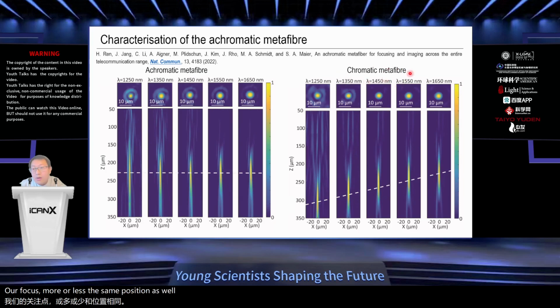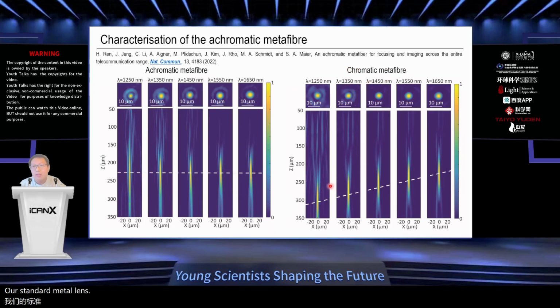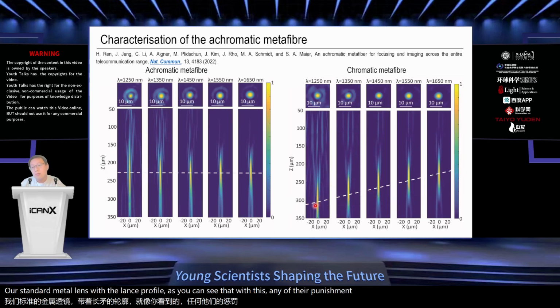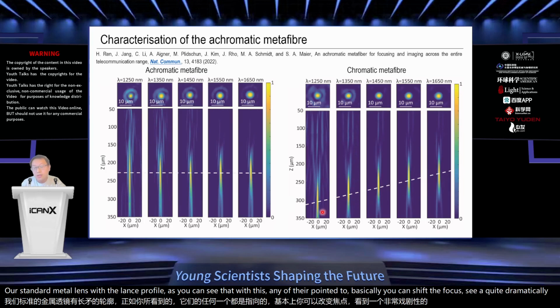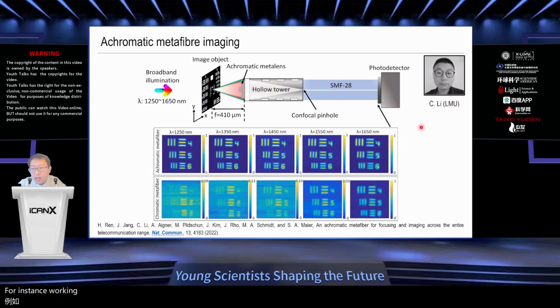Well, if we just try it without doing any chromatic aberration control, we just put this standard metal lens with the lens profile, as you can see that with this NA of 0.2, basically you can shift the focus quite dramatically, right? Which is not ideal for applications. For instance, working with Chen Hao, the PhD student at LMU Munich.